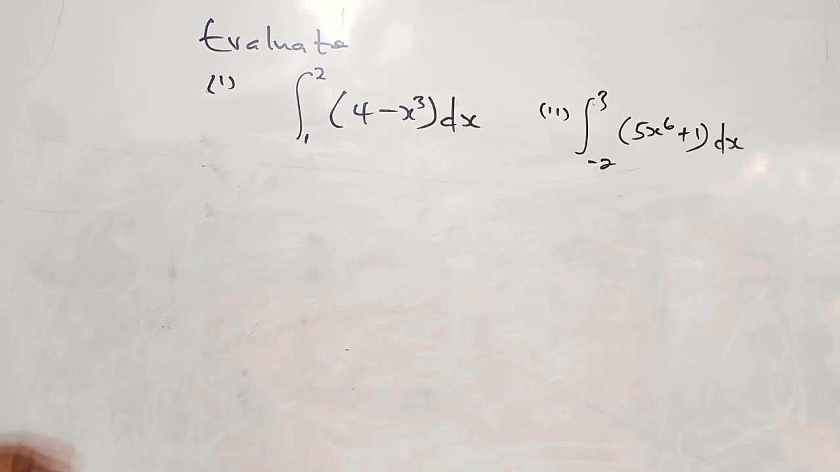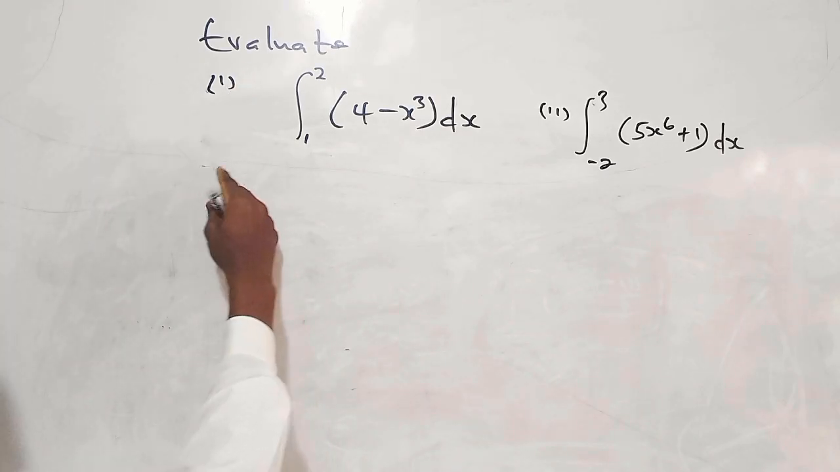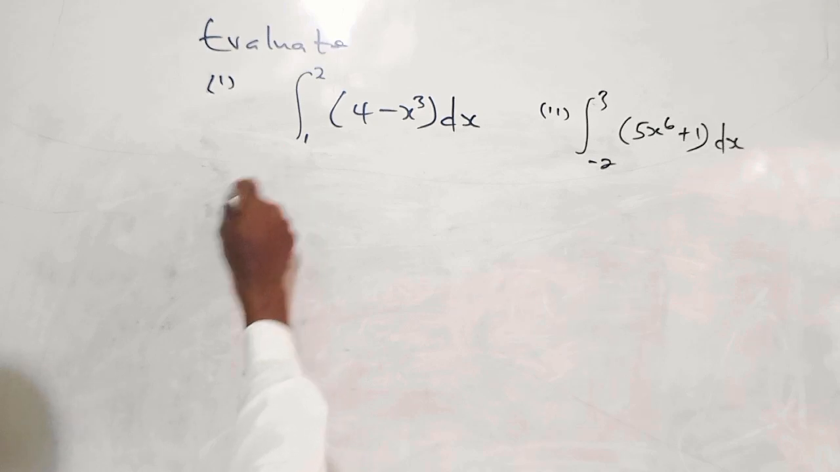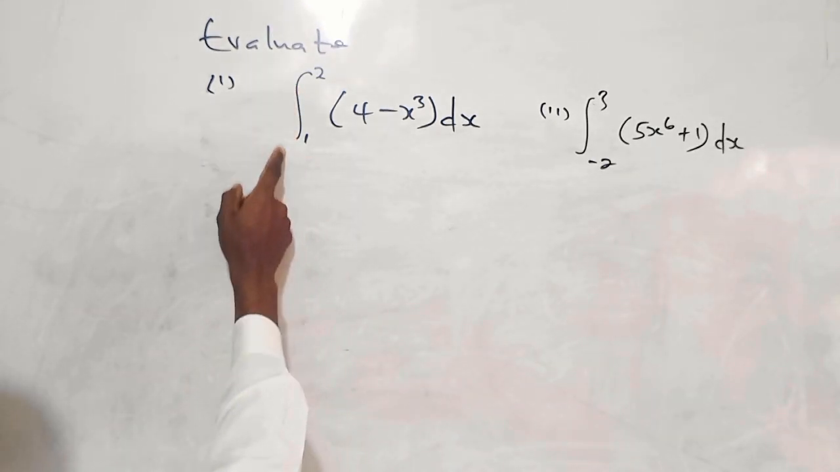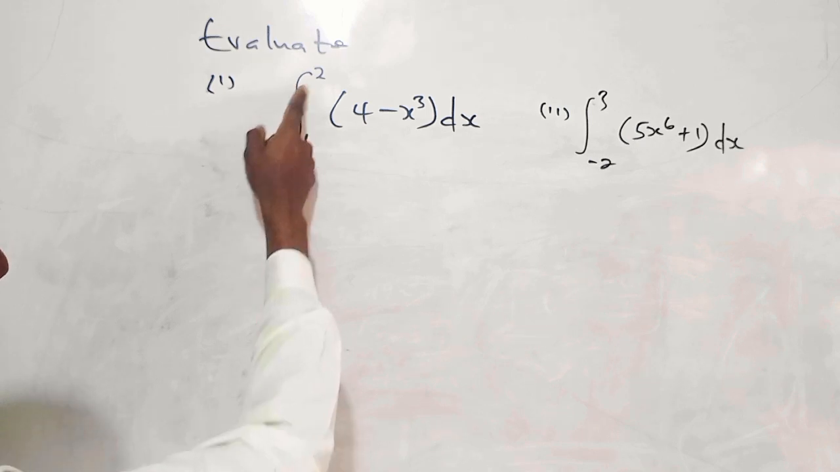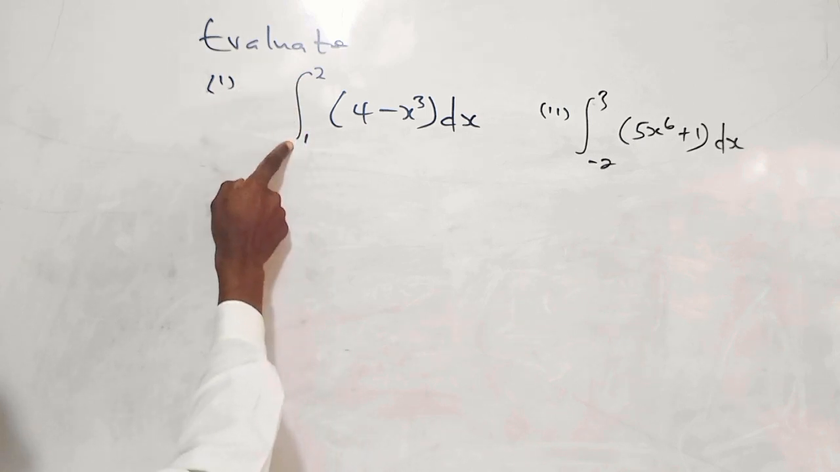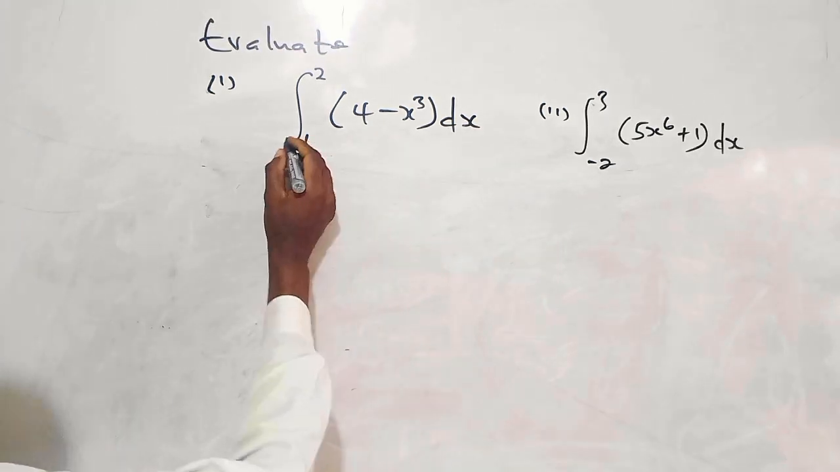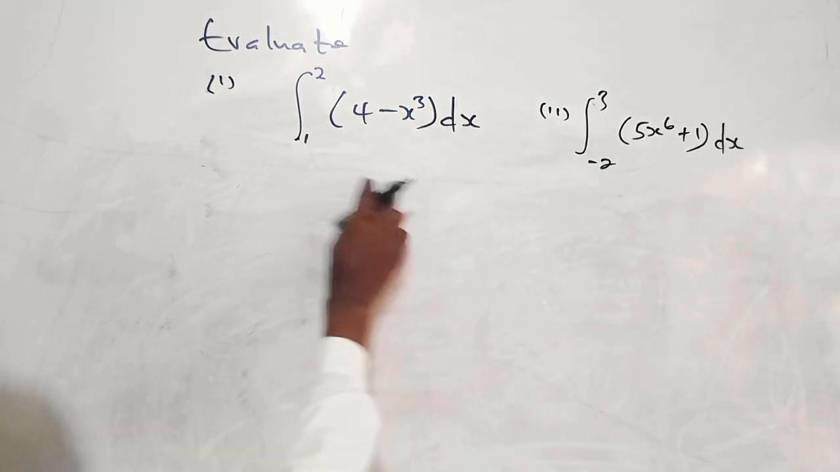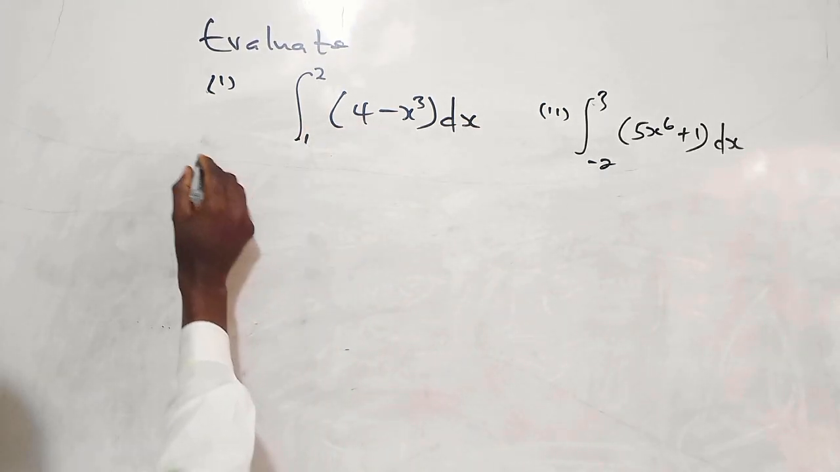Welcome everyone. We are to evaluate this definite integral. Why is it a definite integral? Because we specify the limits of integration. This is the upper limit, and the lower limit. In this case, we have the upper limit to be 3 and the lower limit to be -2. So how do we go about the first one?